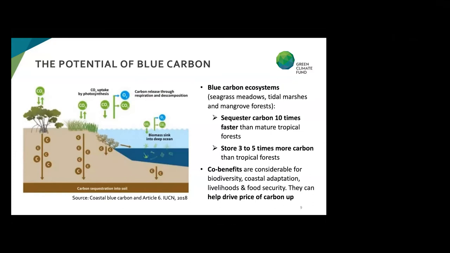But in addition to which, there's a range of co-benefits in terms of food security, in terms of adaptation, enhancing resilience of coastal ecosystems to sea level rise, and in terms of livelihoods. So again, we've got this range of co-benefits, and if we can capitalize on this blue carbon and through ecosystem restoration of these coastal environments, generate high quality carbon credits that come with this range of co-benefits, again, it can fetch very high prices in the voluntary carbon market.